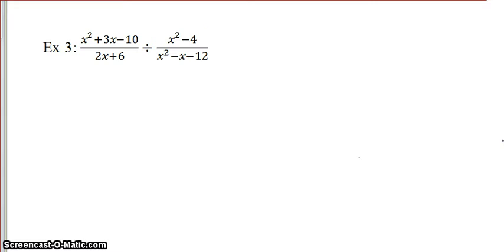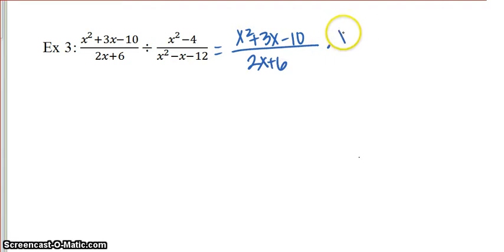We've got to do some factoring in this one, but first again we need to multiply by the reciprocal. So we have x squared plus 3x minus 10 over 2x plus 6 times x squared minus x minus 12 over x squared minus 4. So we need to factor. I'm going to factor the top of the first one.